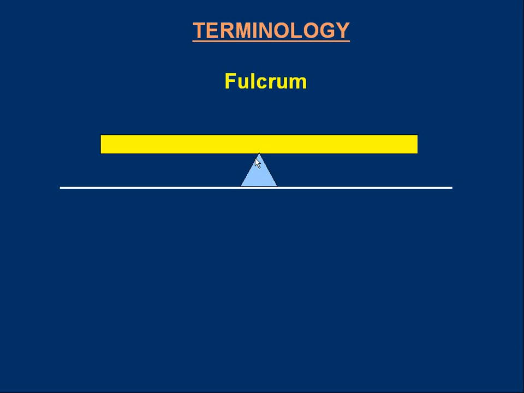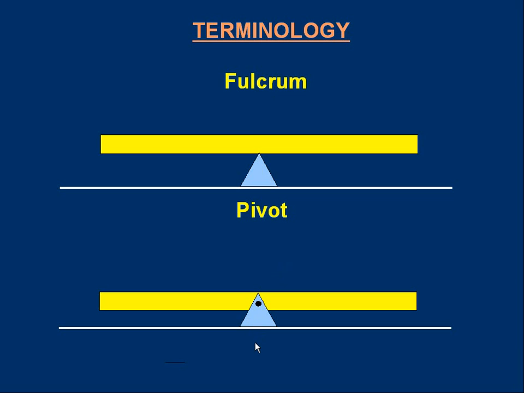It doesn't have to be something resting on an edge. It could be this sort of arrangement where you have a hinge. And a door hinge is a fulcrum. The joint in a pair of scissors is a fulcrum. So it's just a pivot in simple terms.